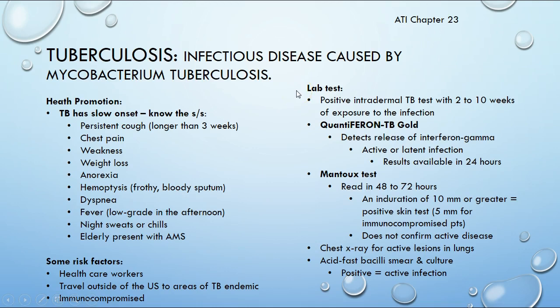So if you look at the different labs that are available, pretty much all of them are going to be able to indicate an active disease or infection, except for the Mantoux test, which is the one that all nursing students have to get. A chest x-ray can see active lesions in the lungs. The acid-fast bacillus smear culture, again, will also show positive for an active infection. Latent infection, remember, a latent infection is basically somebody who has an infection, but they're not contagious, they're non-symptomatic.